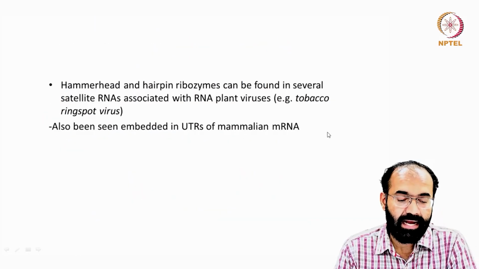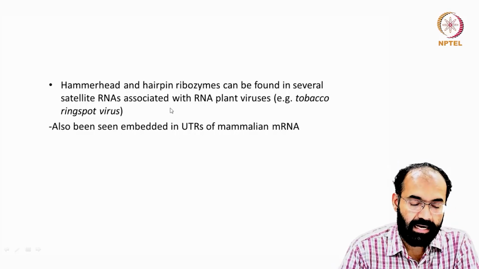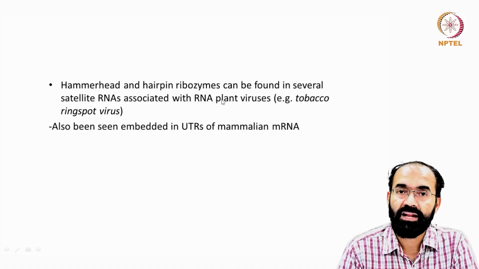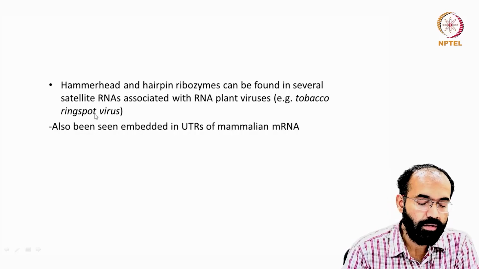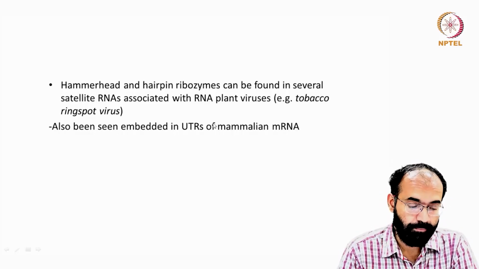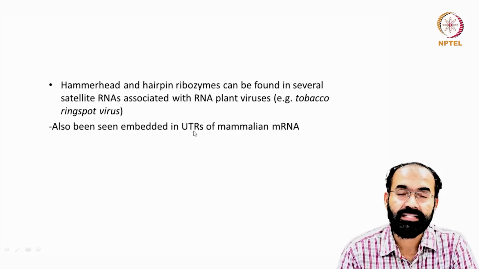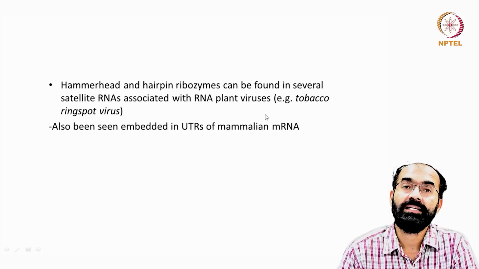Hammerhead and hairpin ribozymes can be found in several satellite RNAs associated with plant viruses. The majority of plant viruses are RNA viruses. One example is tobacco ringspot virus, and they do have the hammerhead ribozyme. It has also been known to be embedded in the UTRs. UTR stands for untranslated region. UTRs of several mammalian RNAs.